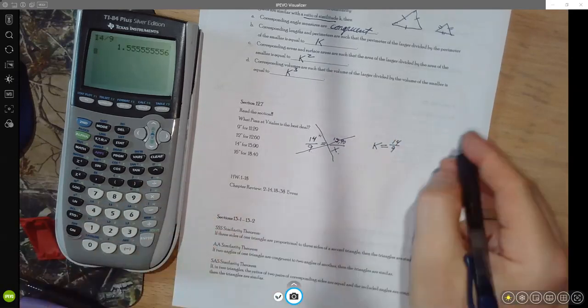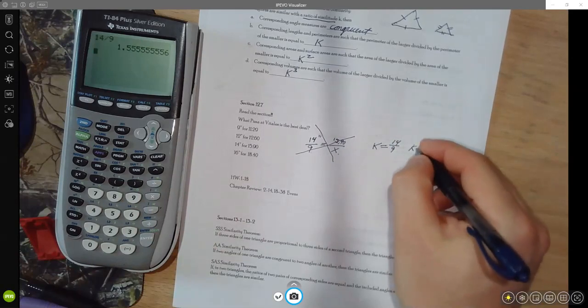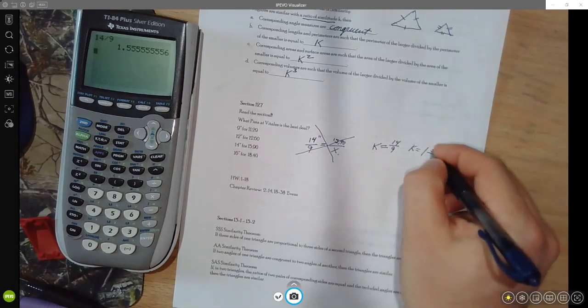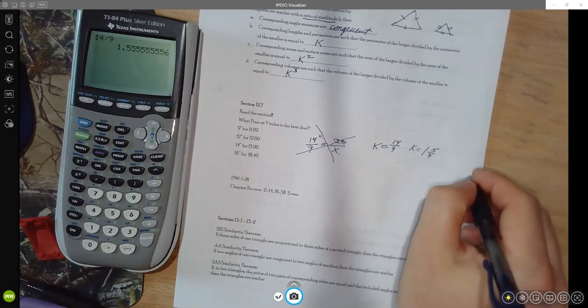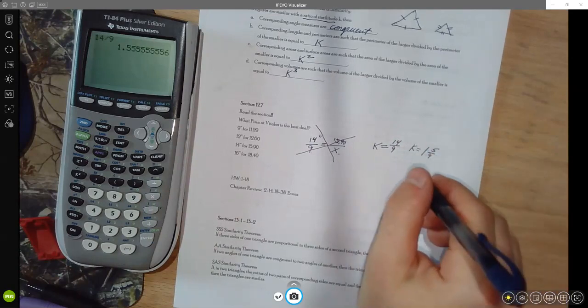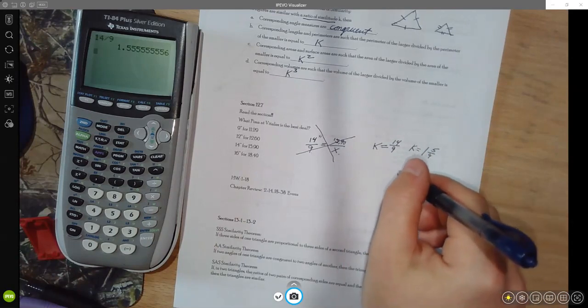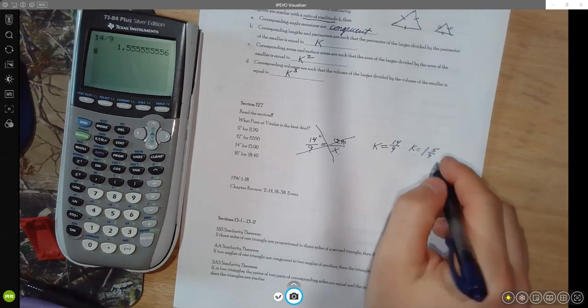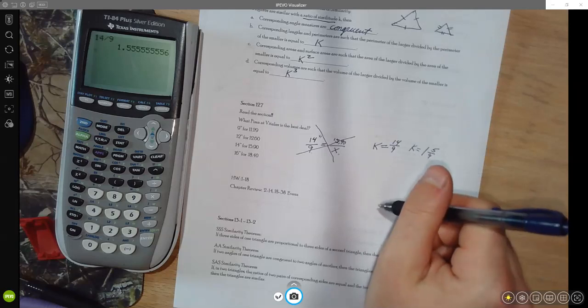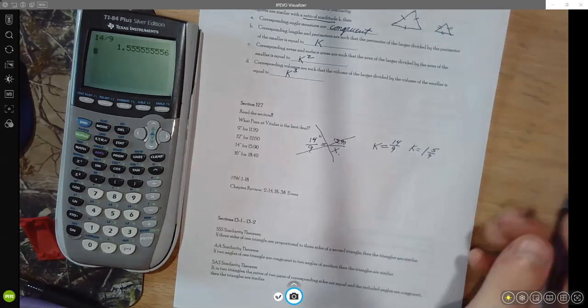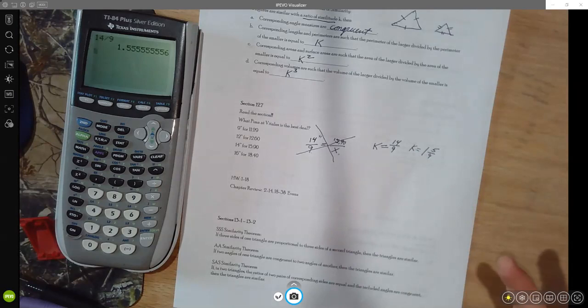So 1.5 repeating, 1 5/9, however you want to write it. And so what that means is if you were to look at your 9-inch pizza, the cost, and then project it, what would it cost at the same rate?